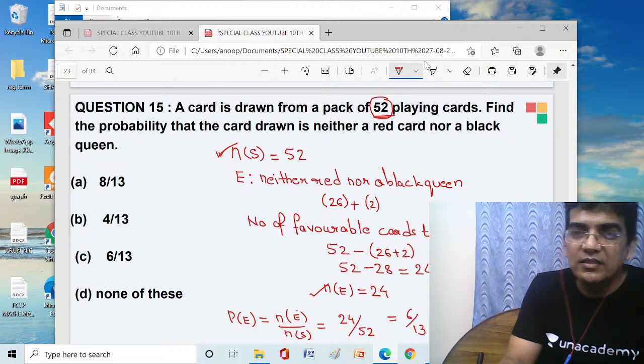Whenever it comes, neither nor means those cannot be part of the event. So simply you remove them. So whatever will be the remaining, they will be the favorable outcomes to the event. That's all. Now moving on to the next question.